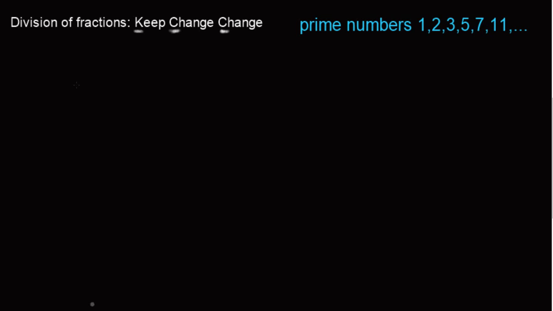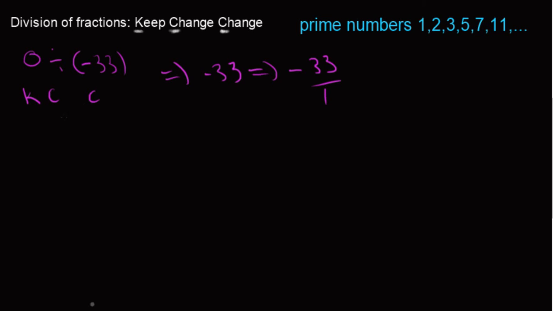Let's look at another example. Feel free to pause the video. I have 0 divided by a negative 33. Make a note that negative 33 is the same as negative 33 over 1. We're going to keep, change. And we also can note that 0 is just like 0 over 1. So I'm going to take 0 over 1.